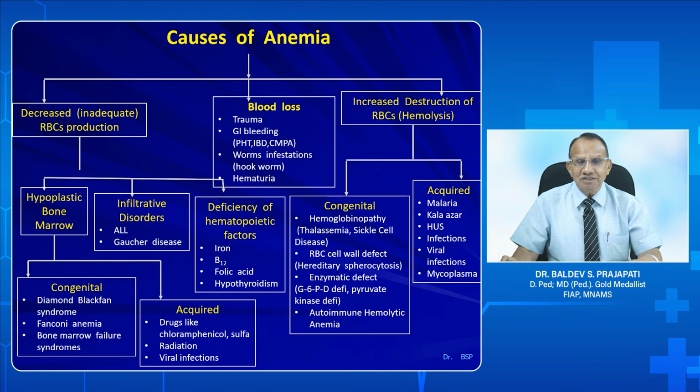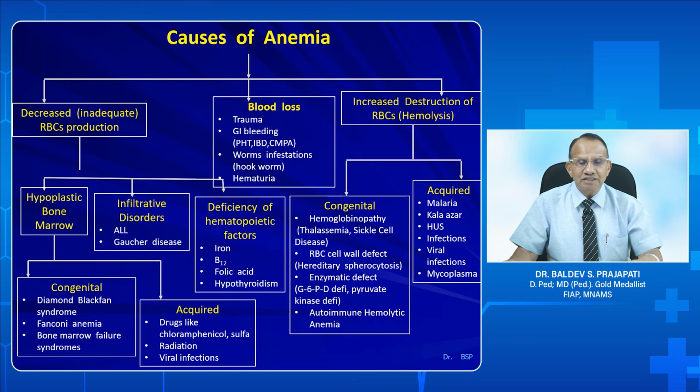If we as a whole think what are the common causes of anemia, please keep in mind the main principles. Mainly there are 3 broad categories. Is it due to the decrease or inadequate RBC production in the bone marrow, or really there is some significant cause for the blood loss or increased destruction of the RBC? These are the three main categories which one should consider.